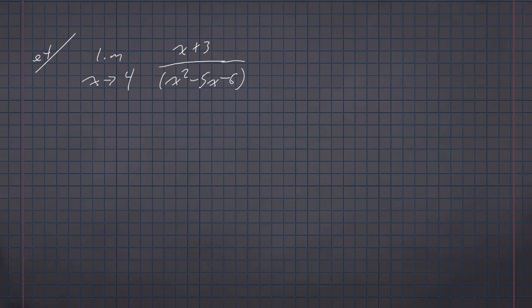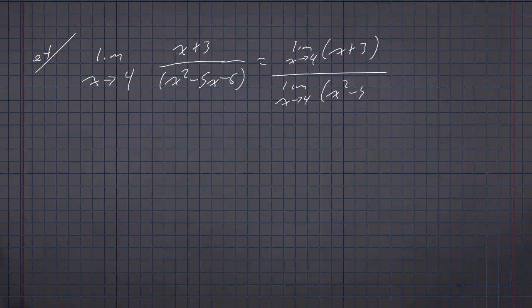All right, so let's take a look at the limit as x goes to 4 of x plus 3 over x squared minus 5x minus 6. And here you will notice, again, that this function is well behaved at the point x equals 4. So we should be able to get everything to work out no problem. The limit as x goes to 4 of x plus 3 over the limit as x goes to 4 of x squared minus 5x minus 6.